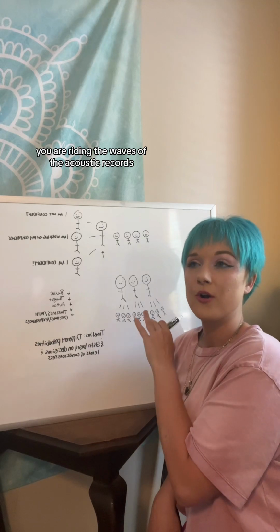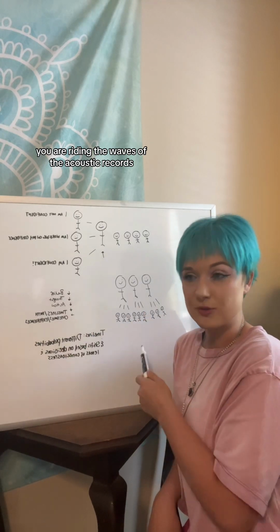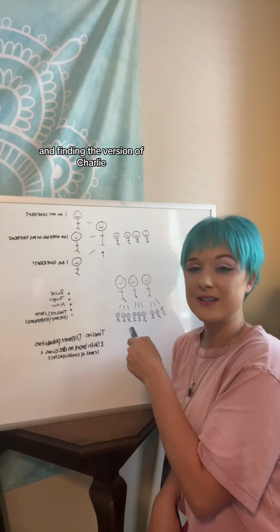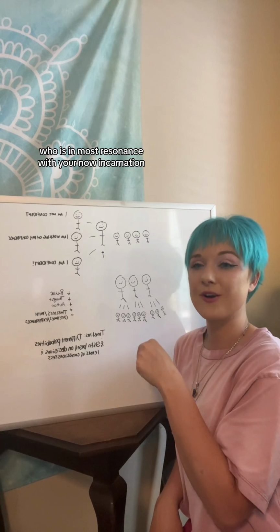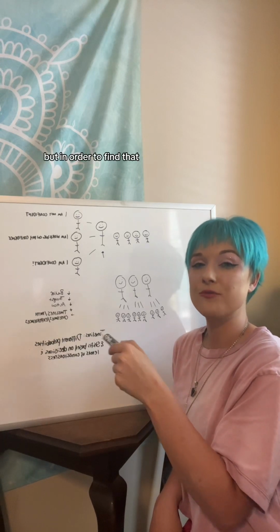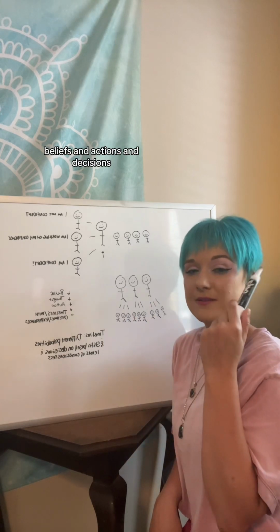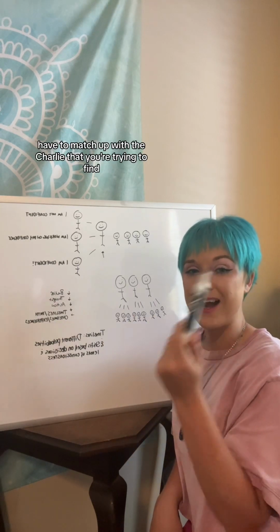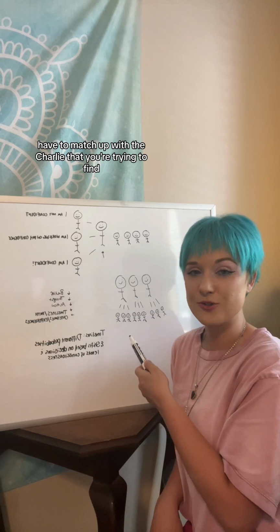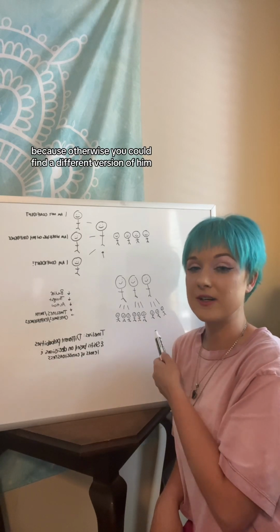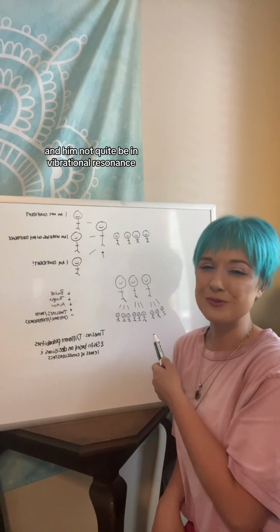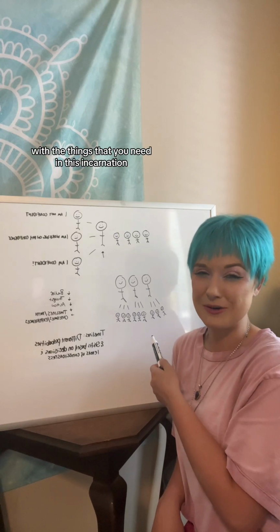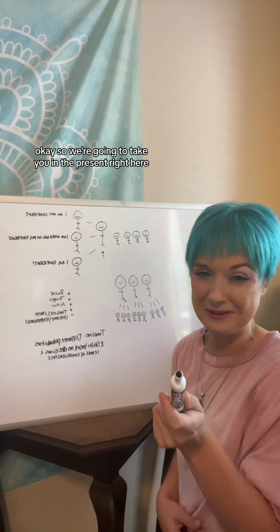You are riding the waves of the Akashic records and finding the version of Charlie who is in most resonance with your now incarnation. But in order to find that, your thoughts, beliefs, and actions and decisions have to match up with the Charlie that you're trying to find, because otherwise you could find a different version of him and him not quite be in vibrational resonance with the things that you need in this incarnation. I'm going to give an example of that, okay?